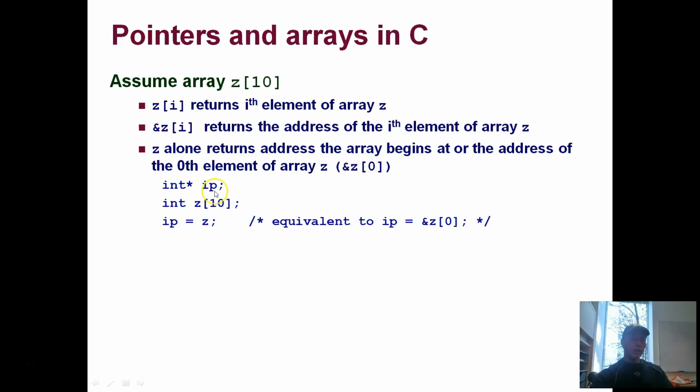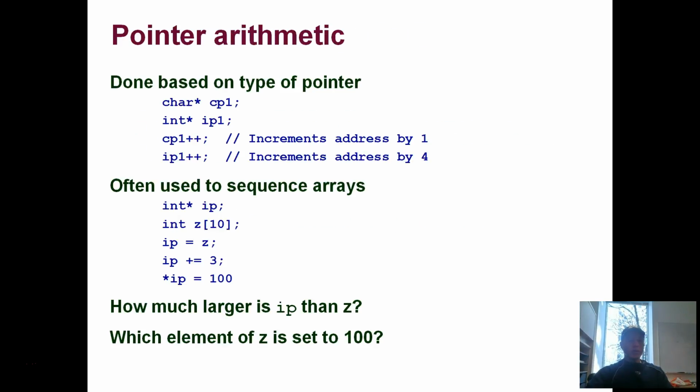So here's an example. You can have an integer pointer IP. You can declare an array Z of 10, and then one of the things you can do in an assignment statement is set the integer pointer IP equal to Z, and this is equivalent to setting IP to the address of Z[0]. Okay, so there are, again, multiple ways of accessing arrays, and one way you can do this is via pointers rather than the square brackets.